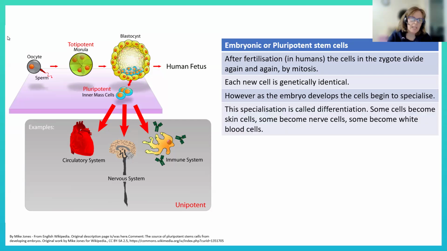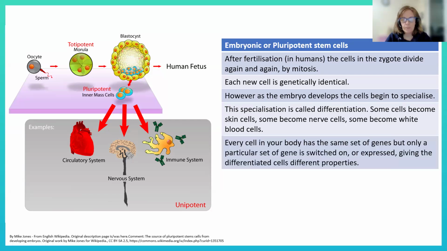So this specialization, which happens here at this blastocyst stage, is where the cells become what we call differentiated. They become specialized. So some of the cells are going to be part of the cardiac system, some are going to be part of the nervous system, some of them are going to be part of the immune system. It is really important for the development of the embryo and the fetus.